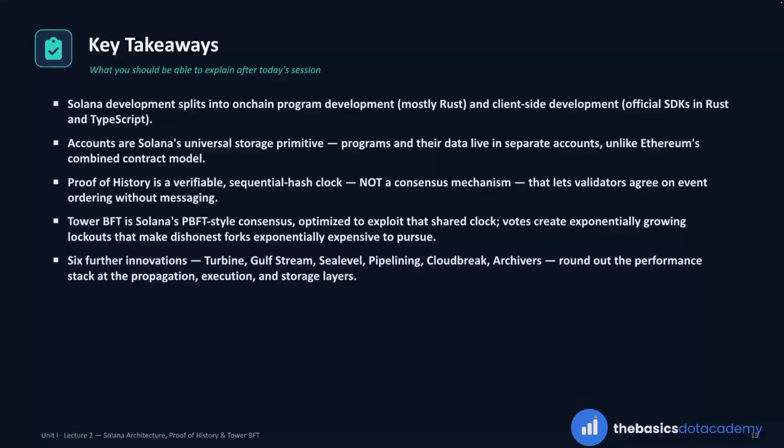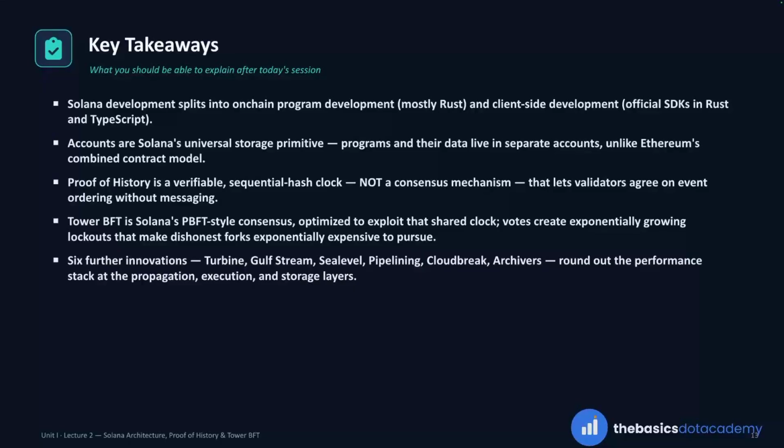POH, or proof of history, is a verifiable sequential hash clock. It is not a consensus mechanism. It lets validators agree on event ordering without messaging. Tower BFT is Solana's PBFT-style consensus, which is optimized to exploit that shared clock. Votes create exponentially growing lockouts that make dishonest behavior exponentially expensive to pursue.